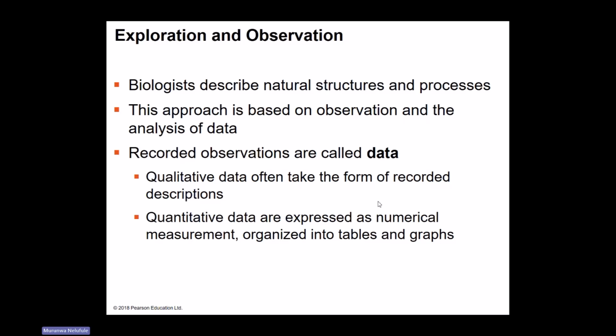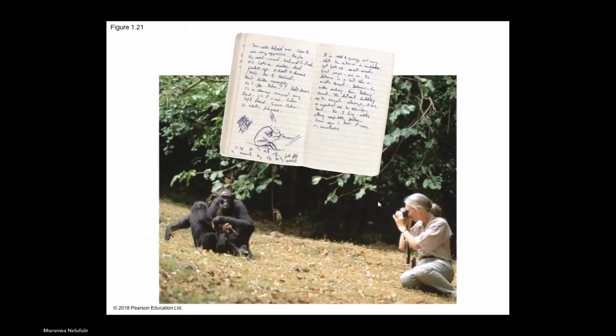So it might be in everything. There are different types of data. There's qualitative data, which often takes form from the recorded description. There's also quantitative data, which are expressed as numerical measurement or grouped into tables and graphs. So it's not only data that has to be quantifiable, but every form of data that you can collect.